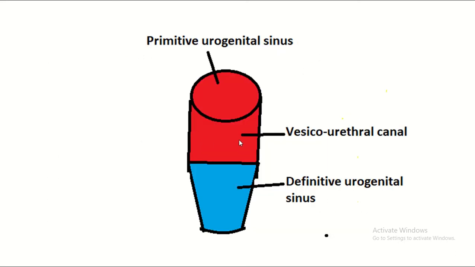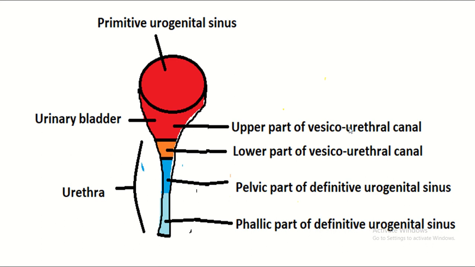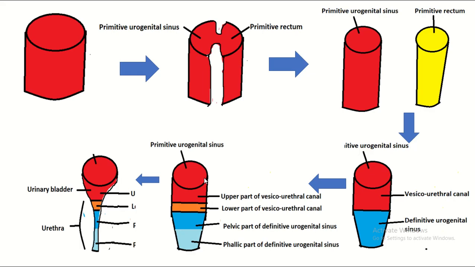The primitive urogenital sinus is divided into two parts, the vesicourethral canal and the definite urogenital sinus. The vesicourethral canal is divided into an upper part and a lower part, and the definite urogenital sinus is divided into the pelvic part and the phallic part. The upper part of the vesicourethral canal develops into the urinary bladder, and the rest of the portions of the cloaca develop into the urethra. So this is the development of the urethra.